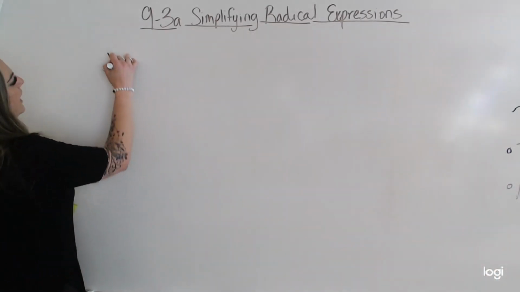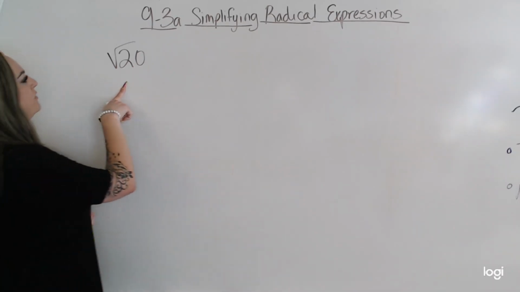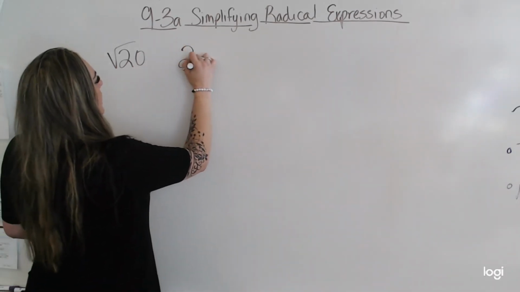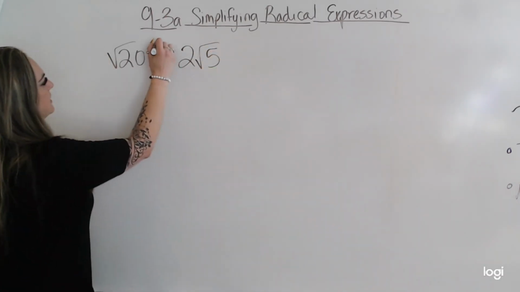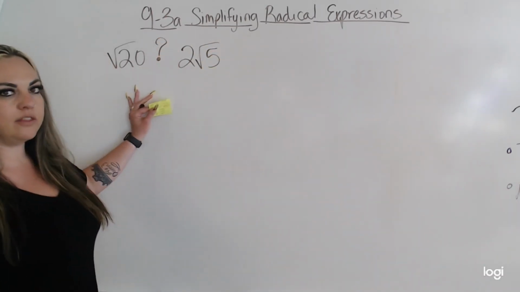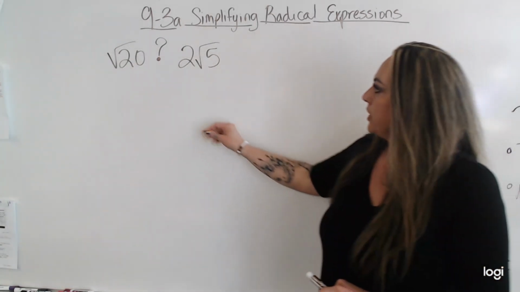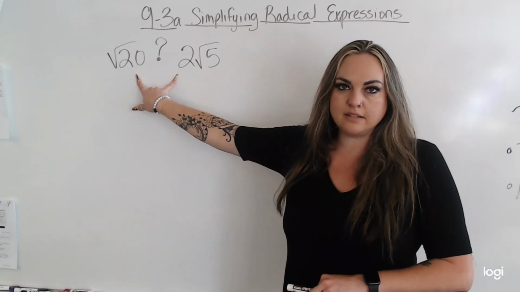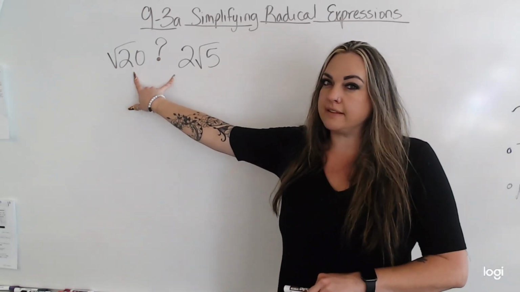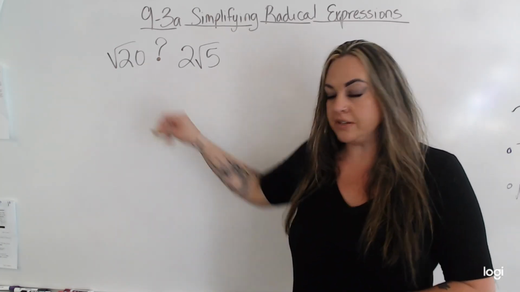So if we look at this irrational number, the square root of 20, I want us to think, how do these two compare? So we're going to look now at, is there a way that we can see this to where we understand that these are actually the same expression? They have the same value. So here's how this works.